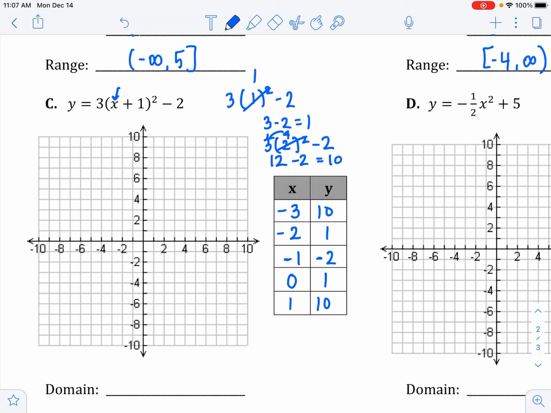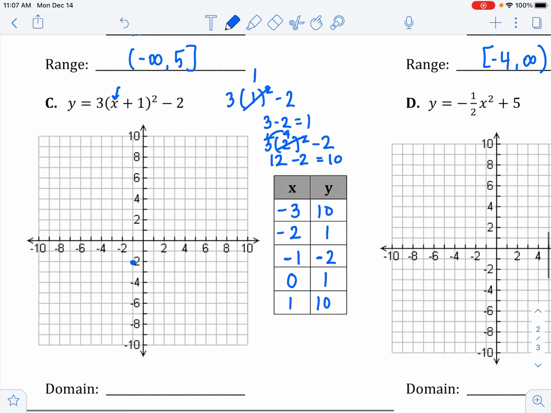So just fitting on my graph paper. Okay, so my vertex was (-1, -2). And then I have (0, 1) and (-2, 1). And then I have (1, 10) and (-3, 10). And then I can make my very narrow parabola here.